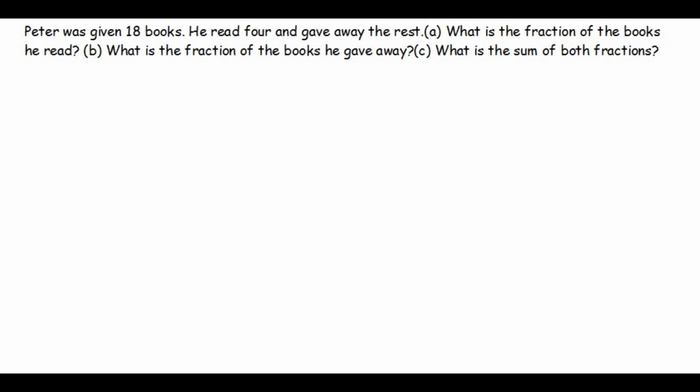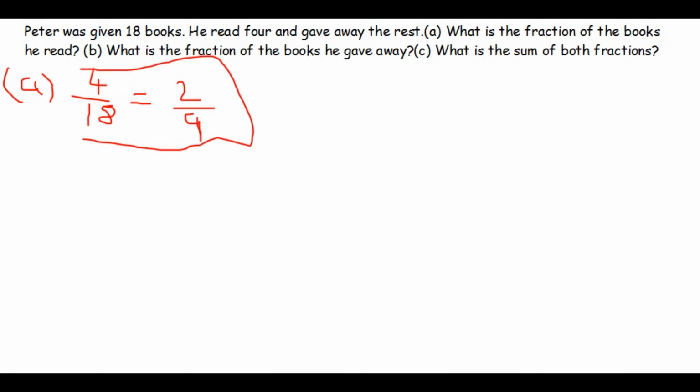Since he read 4, our fraction for the A part of the question would be 4 over 18. And if we break this down, we'll have 2 over 9. So this is the fraction of the books you read. Note, you can leave your answer like this anytime, but it will be better if you simplify your answer by reducing it to the lowest term.